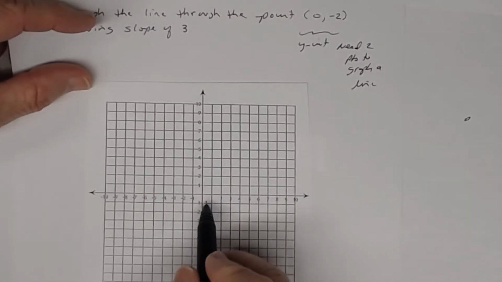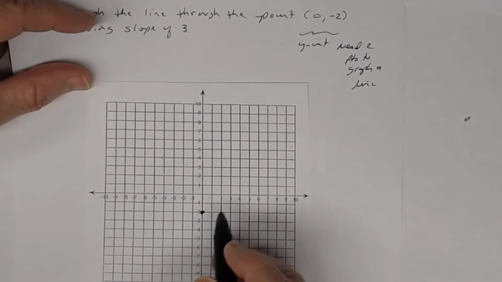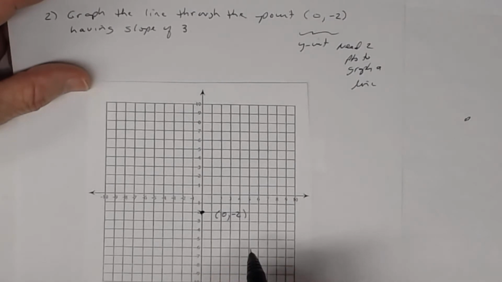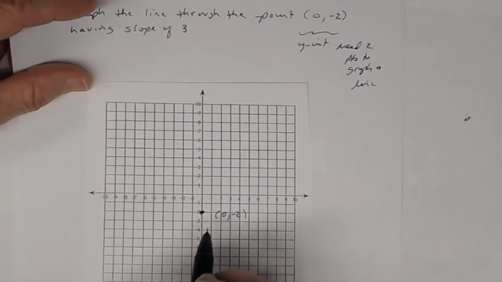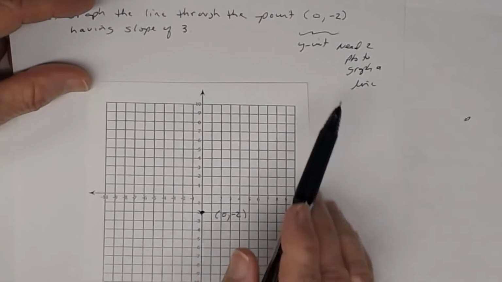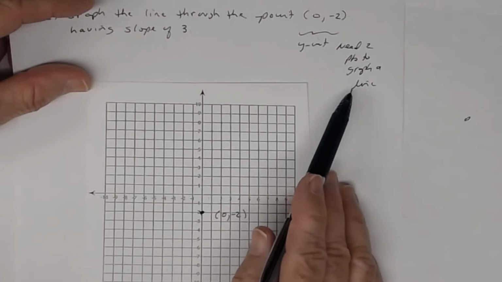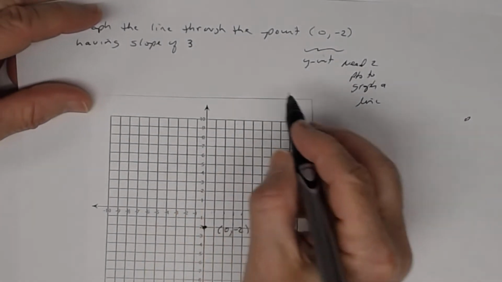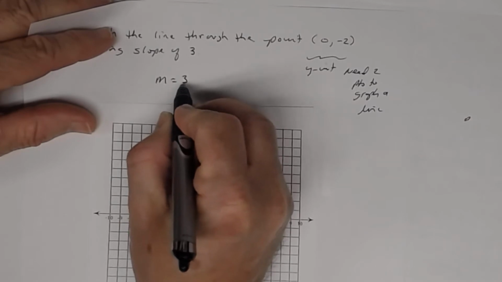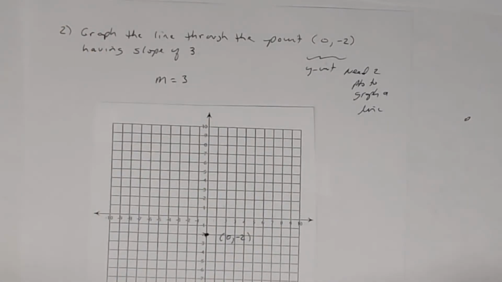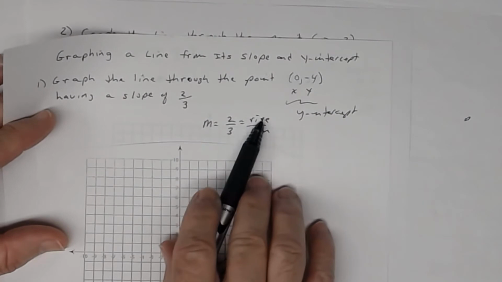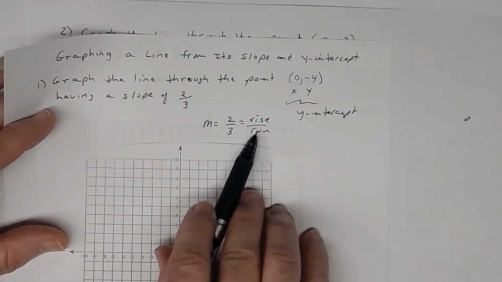So if I actually plot that point, which you need to, when you plot that point 0, -2, you start at the origin right here. Since x is 0, you stay there. Since y is -2, you go down 2. So there's the point, 0, -2. All right. Now, from this point, you need to find the second one. To find the second one, I'm going to use the slope. So the slope is 3, right? But remember, it helps if you think of this as rise over run.